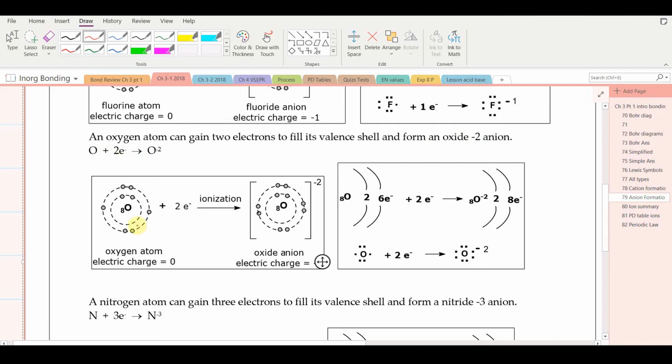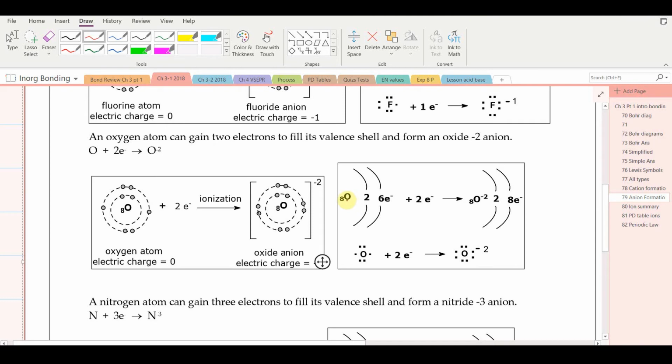How about the Bohr diagram? Element number 8 with 8 protons, 2 in the first shell, 6 in the valence shell. If it gains 2 more electrons to the valence shell, it now has 8 in the valence shell and 2 in the inner shell, grand total of 10. That's 2 more electrons than protons. Its charge is -2. The valence shell is full. It's an oxide anion. Here's the simplified Bohr diagram.